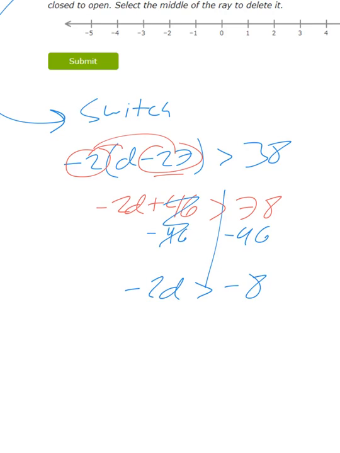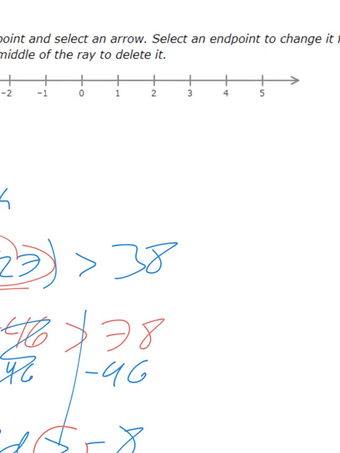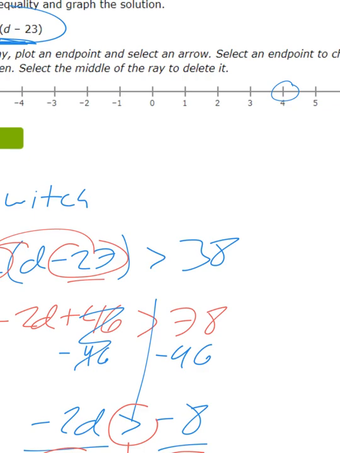And now last step, I've got to divide everything by negative 2, right? And there it is. I'm dividing by a negative. So I need to circle my sign, bring it down, and I need to change it around. It was a greater than, but it's going to have to be a less than on this next line. D is less than positive 4. Otherwise, I'll be getting all the wrong answers when I'm graphing. So D is less than positive 4. Open circle and shade to the left.